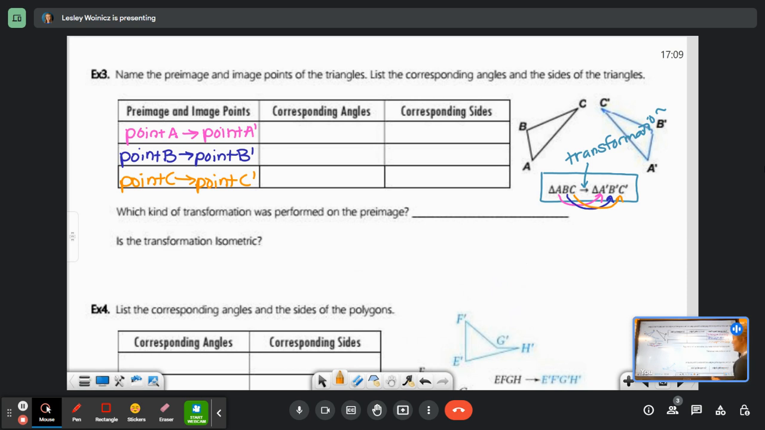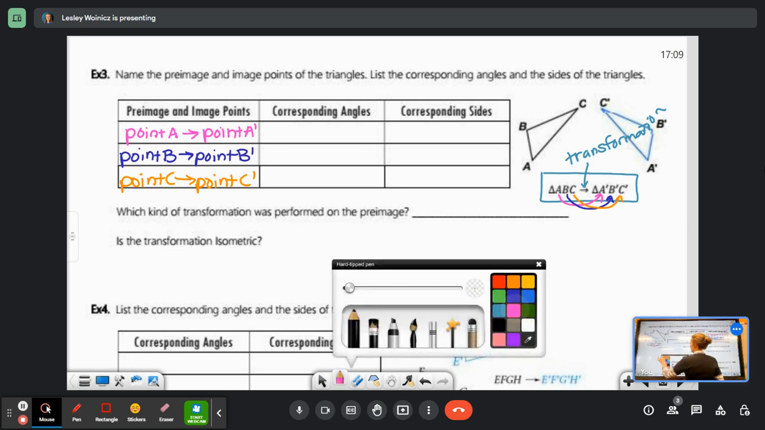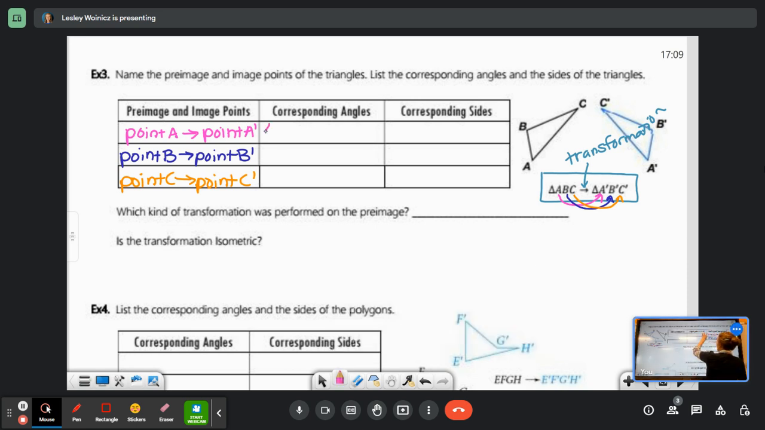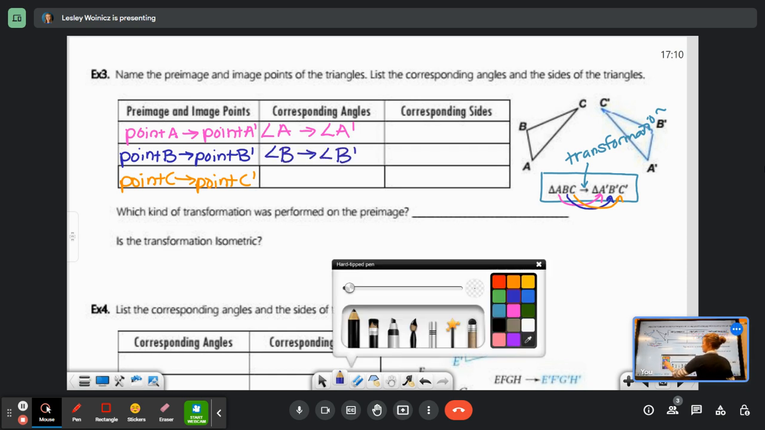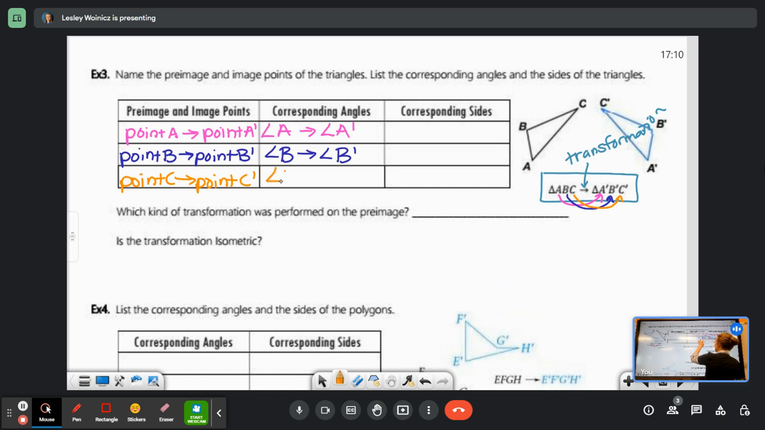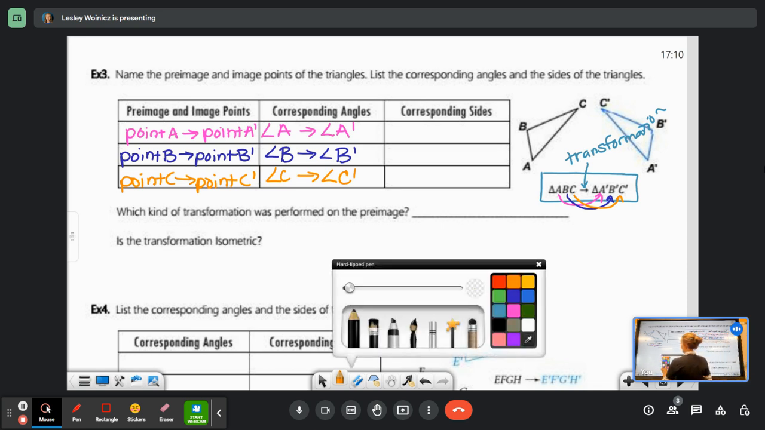Now we have to list corresponding angles. So angle A gets transformed into angle A prime. Angle B gets transformed into angle B prime. Angle C gets transformed into angle C prime. You guys seeing a pattern here?